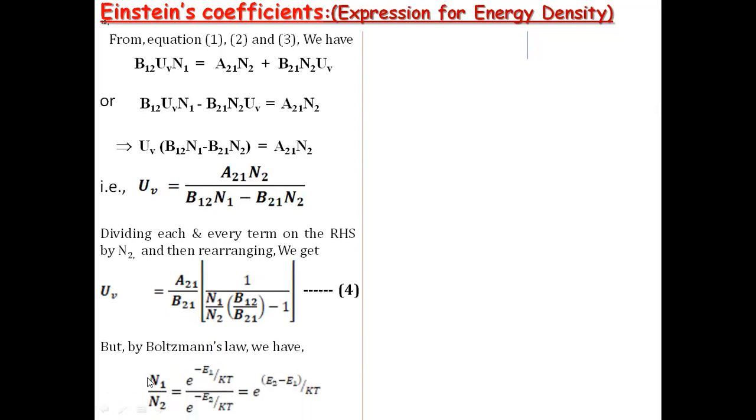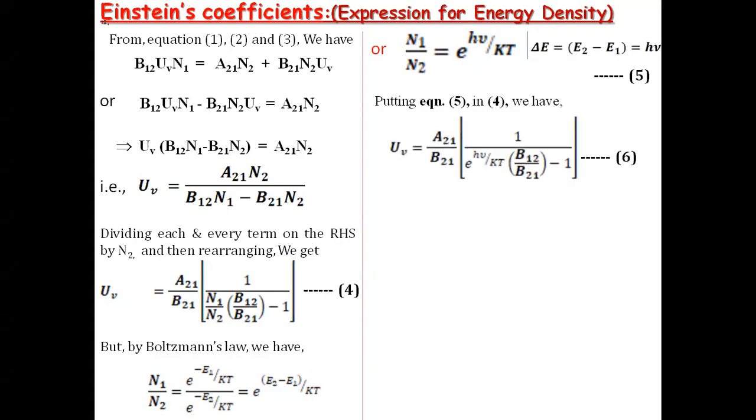In that equation, the number of atoms in energy level N1 and the number of atoms in energy level N2 will be related by Boltzmann's law. This is a new concept you have to remember on your own. Substitute it in equation 4. Here you will have N1 by N2, substitute it with e power (E2 minus E1) by kT. E2 minus E1 is nothing but delta E, the energy difference between E2 and E1. And according to Bohr's theory, E2 minus E1 is the energy of the photon, h nu. Substitute this in the equation, and you will find this equation 6.